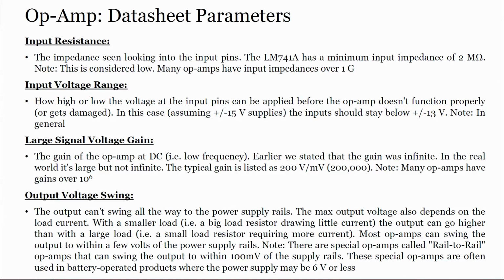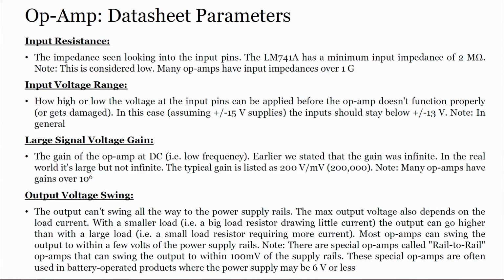Input voltage range: how high or low a voltage can be applied at the input pins before the op amp does not function properly. Practically, we know that if there are plus minus 15 volt supplies, the input should stay below plus minus 13 volts. Large signal voltage gain, what is that? The gain of the op amp at DC, that is, low frequency. Earlier we stated that the gain was infinite, but in a real situation it is large but not infinite. The typical gain is about 200 volts per millivolt, or 200,000. Many op amps have a gain of greater than 10 raised to 6.